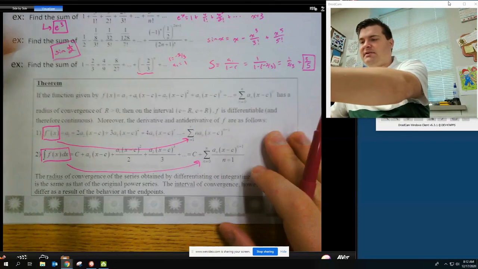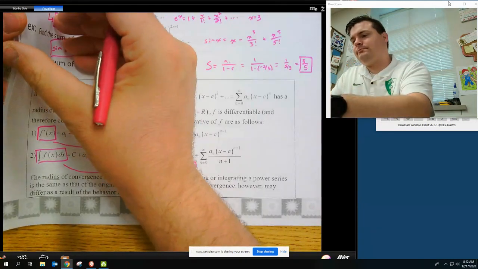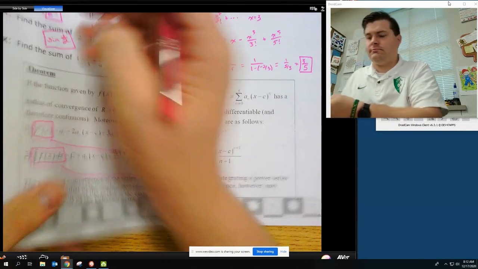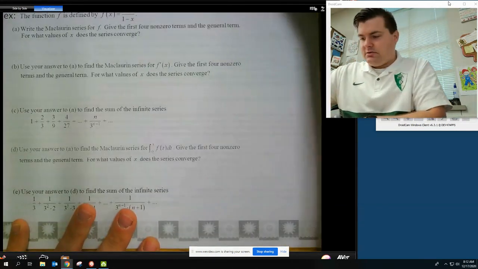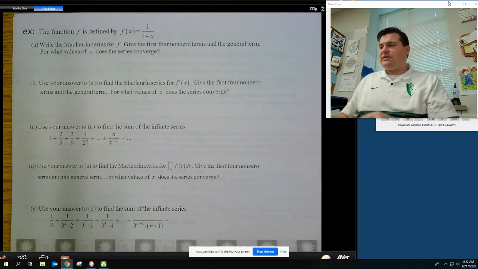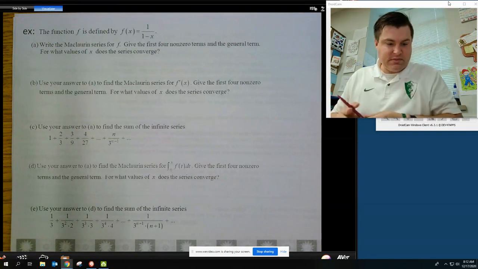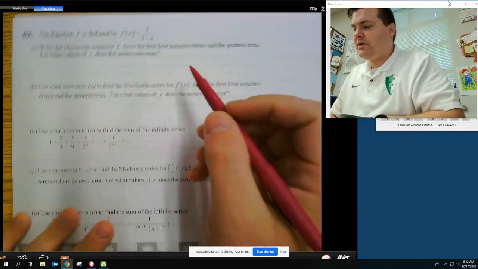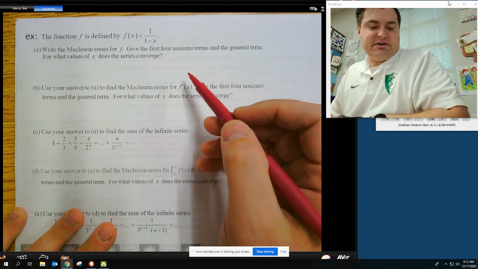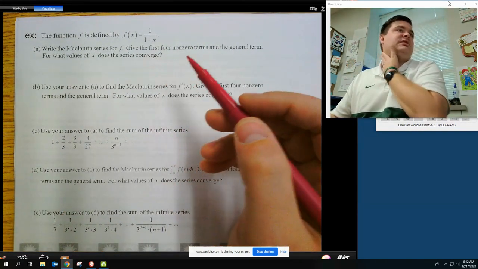So we'll be using this in the problem coming up. What's going to end up happening here is we are going to have some type of free response, and we'll get to that theorem. I think it's in part C that we use it. So first off, it says write the Maclaurin series for f. Give the first 4 non-zero terms and the general term.